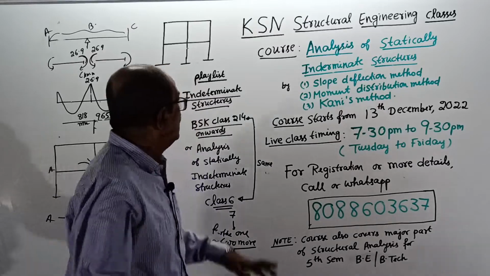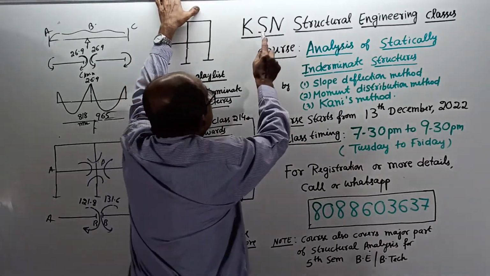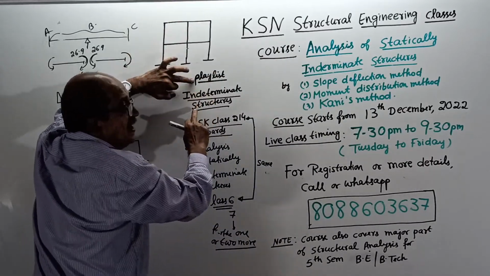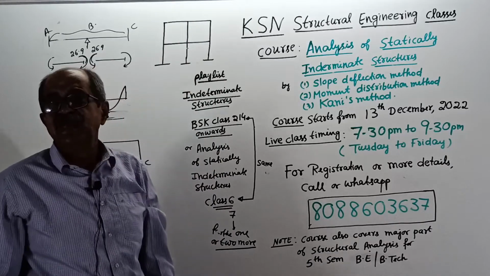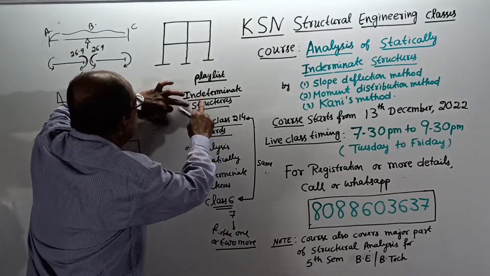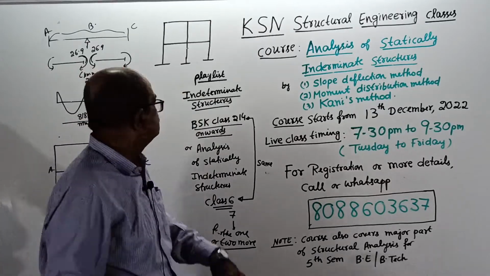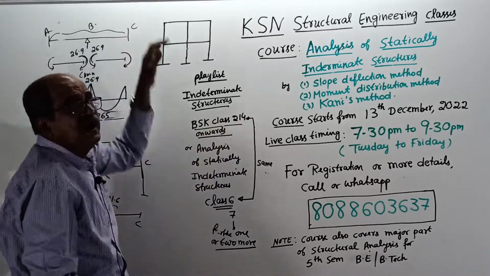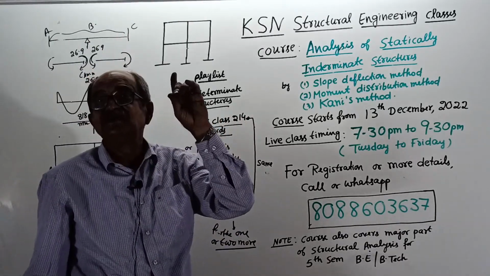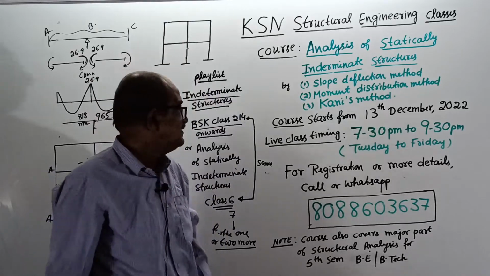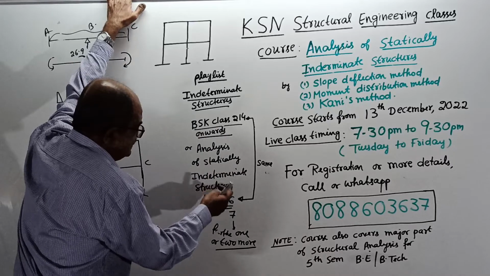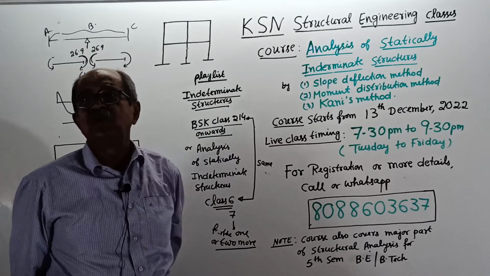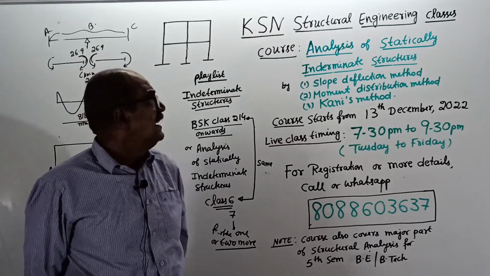So what I have done is, in my YouTube channel, KSN Structural Engineering Classes, you go to the playlist. There, I have made so many playlists, RCC design, BSK classes, etc. You see the indeterminate structure recent playlist. There you can see BSK class 214. That is because it is the 214th class for basic structural knowledge. People are coming right from the beginning, from engineering mechanics. For indeterminate structures, it is class number 6. Classes 1, 2, 3, 4, 5 are for propped cantilever and fixed beam analysis. That will not come here.